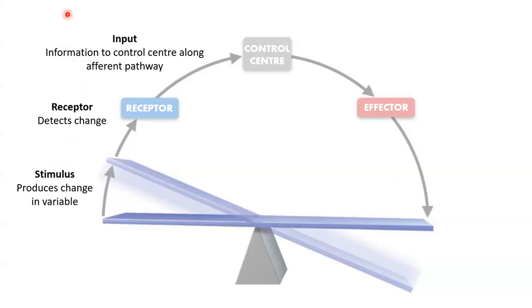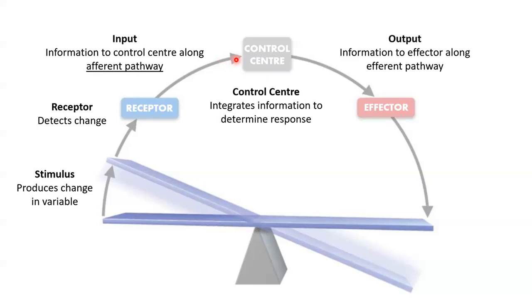The next element of a feedback loop is the input that transmits information from the receptor along what we call an afferent pathway. And we will learn more about afferent and efferent pathways again when we talk about the nervous system. But it transmits information from the receptor to the control center. How I remember the term afferent pathway is the input A for arrives at the control center and A for afferent. So the information A for arrives along the A for afferent pathway along here.